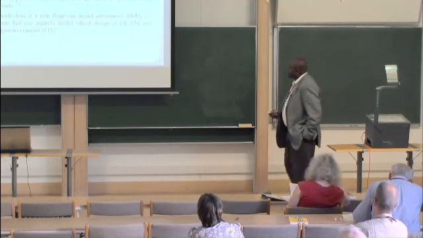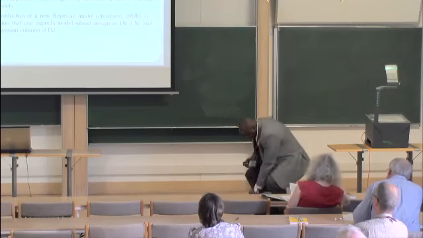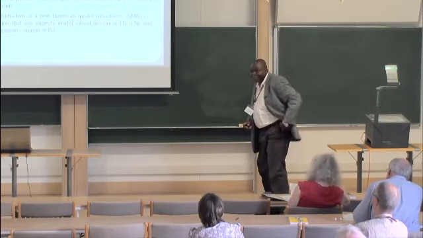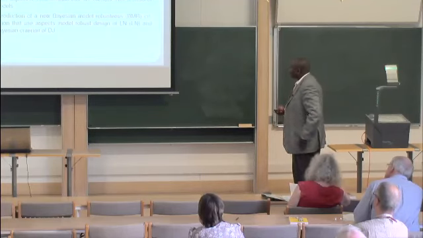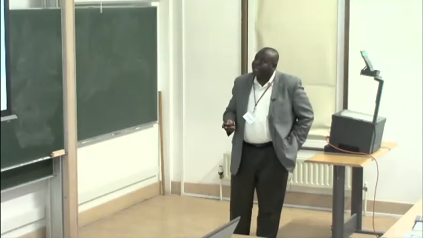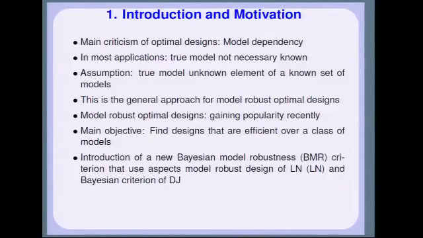It's an area that is gaining some popularity. Here we're going to introduce a new Bayesian model robust design. Then we're going to compare it with a model robust design criterion that was used by Lee and Nachtsheim, and another one used by DuMouchel and Jones, which I call DJ.